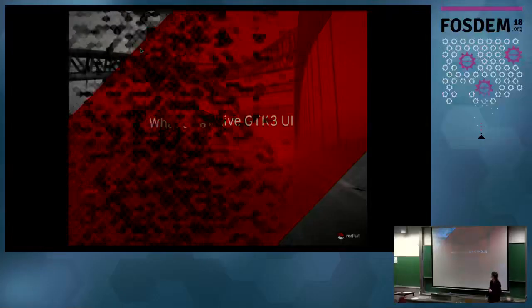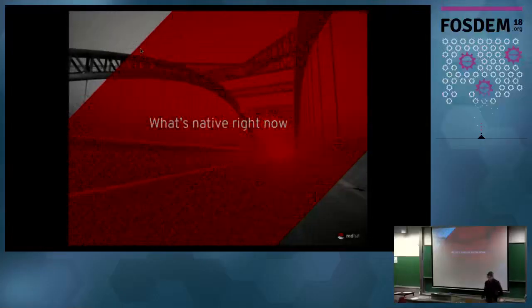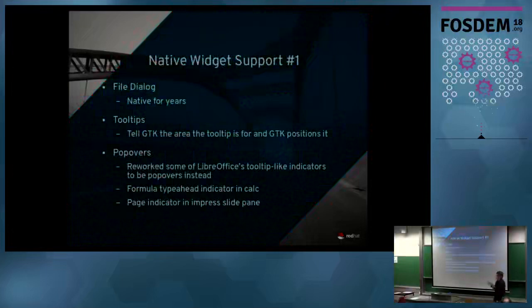Native GTK stuff. All right, running on VGA, but it works. So what's native right now in the existing releases? We have a native GTK file dialog, and that's been native forever. The most recent releases in the GTK3 backend, our tooltips are now native tooltips. We just tell GTK where the tooltip is for and what the text is, and GTK itself renders a tooltip.